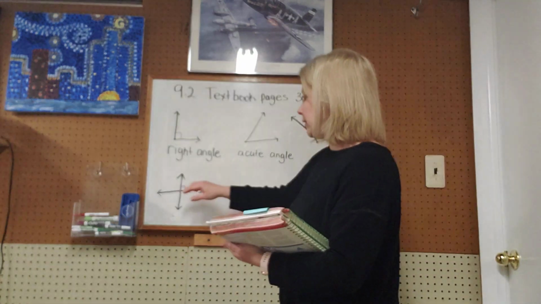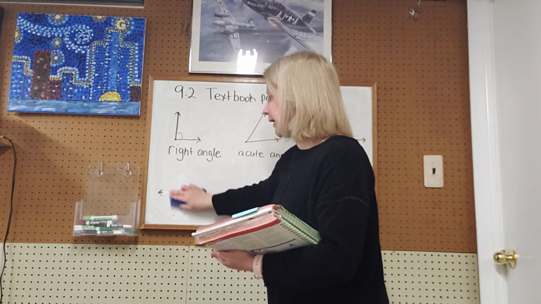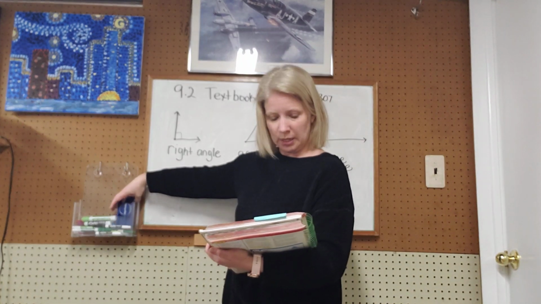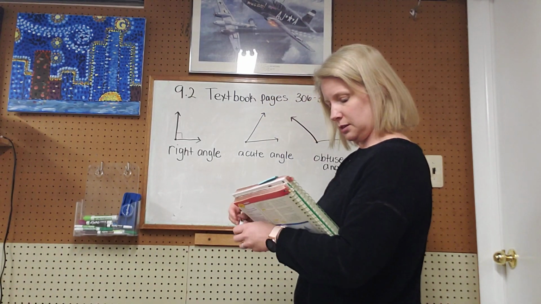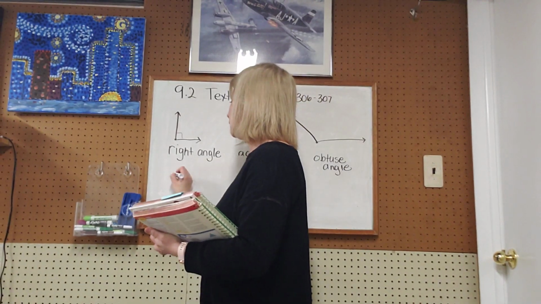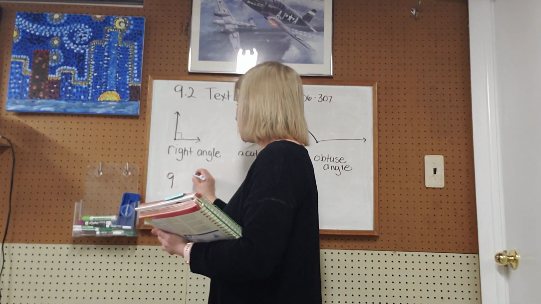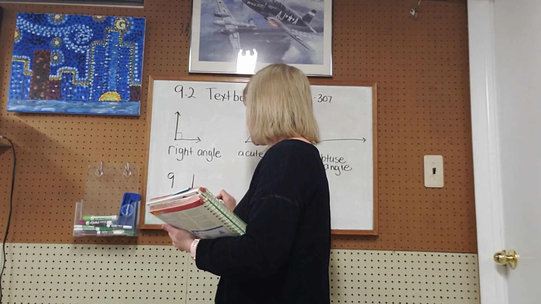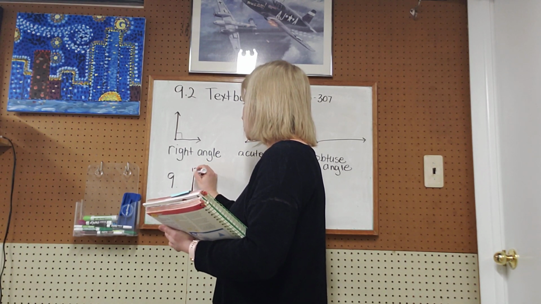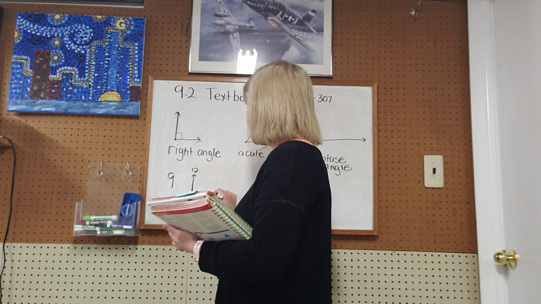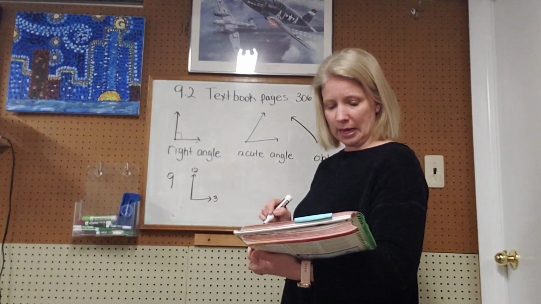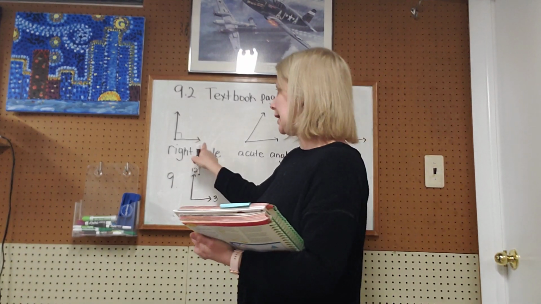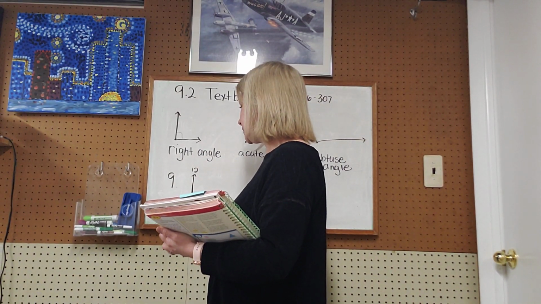So the first one, number 9, is at 3 o'clock. Here are the hands of the clock. One is at 3 and one is at 12. That is creating a right angle. Number 9 is right.